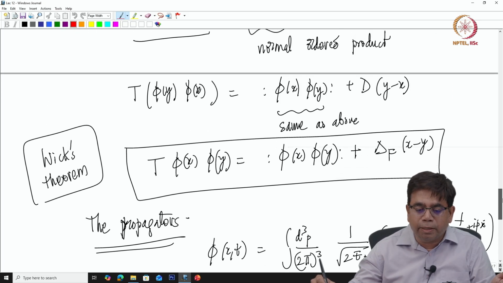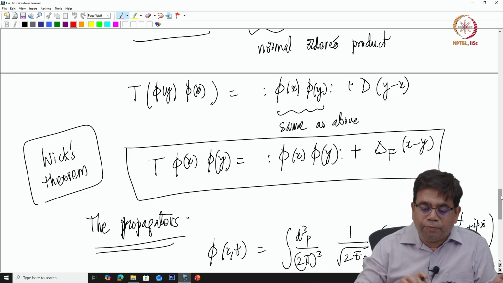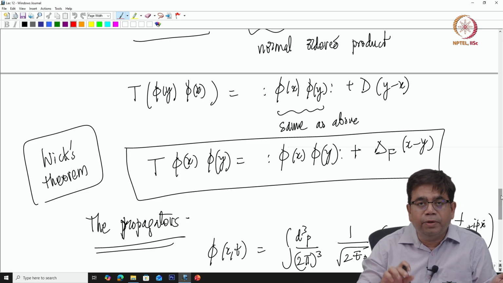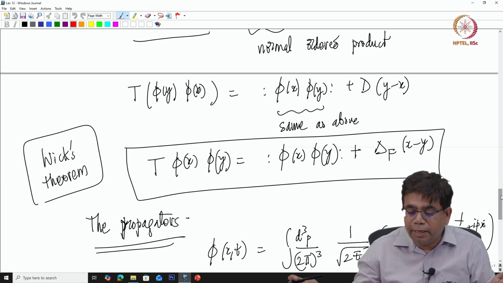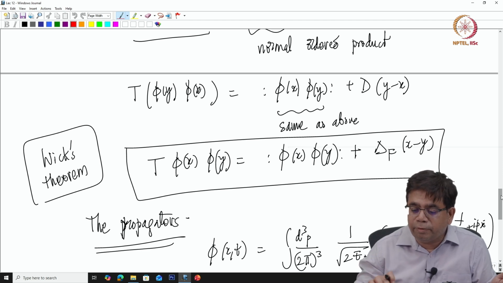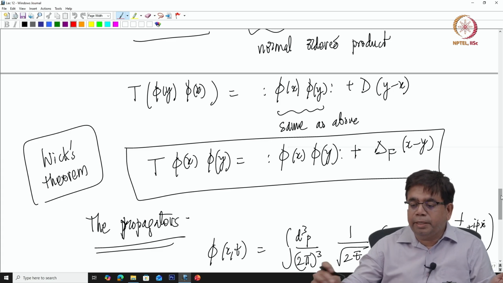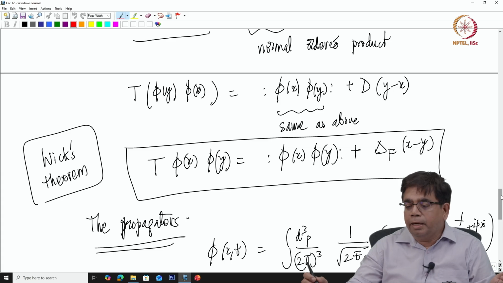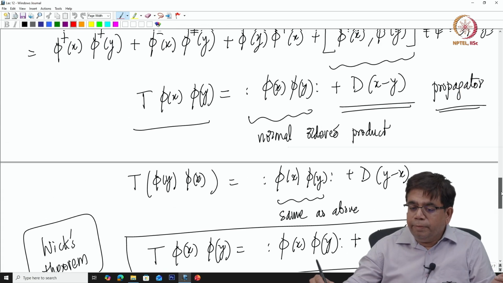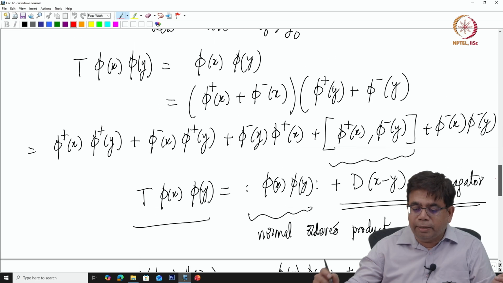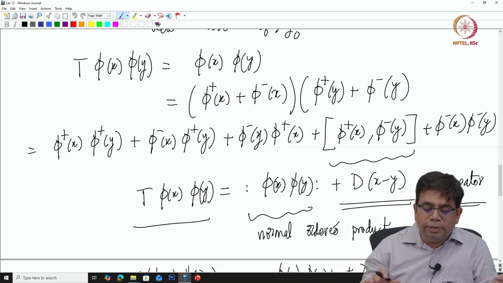The time ordered product of phi x phi y of the scalar field, as you can see on the screen, is equivalent to the normal ordered product of phi x phi y plus the propagator. That is the propagator. I am denoting it as delta F of x minus y. In a more general fashion, this is what the result is.